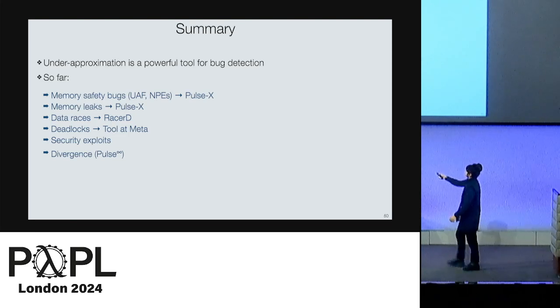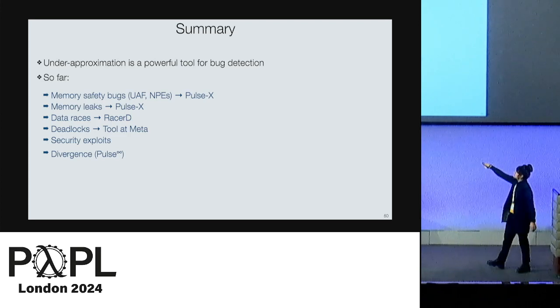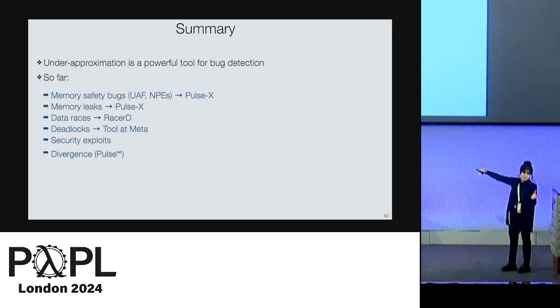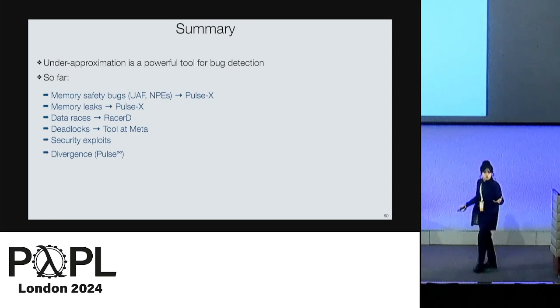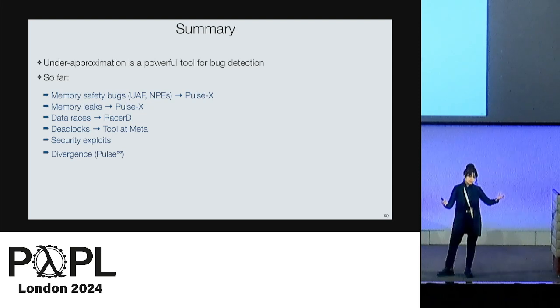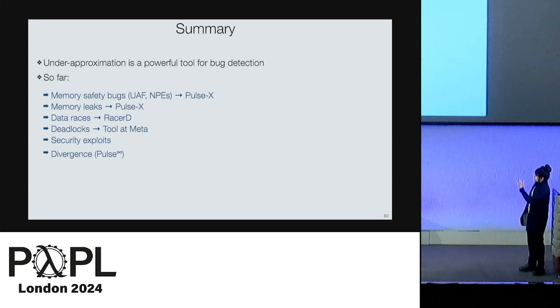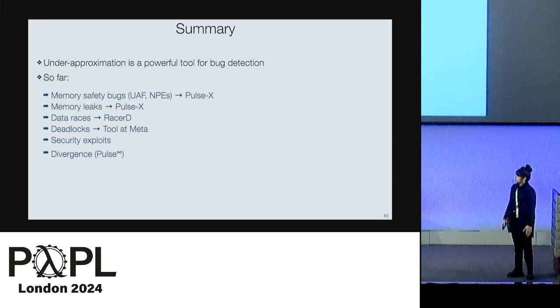We've talked about detecting data races and deadlocks. Now, these tools came before under-approximate theory. There are two tools available at Meta called RaceD and another thing for deadlock detection, which is for some reason unnamed, but they're both based on under-approximation. After the fact, we showed that those tools can be exactly justified by instantiations of this concurrent framework that we had for detecting data races and deadlocks. So those are also instances of under-approximation. Security exploits is one thing that I haven't talked about, and of course there's divergence, and our prototype, Pulse Infinity, for detecting divergence bugs.